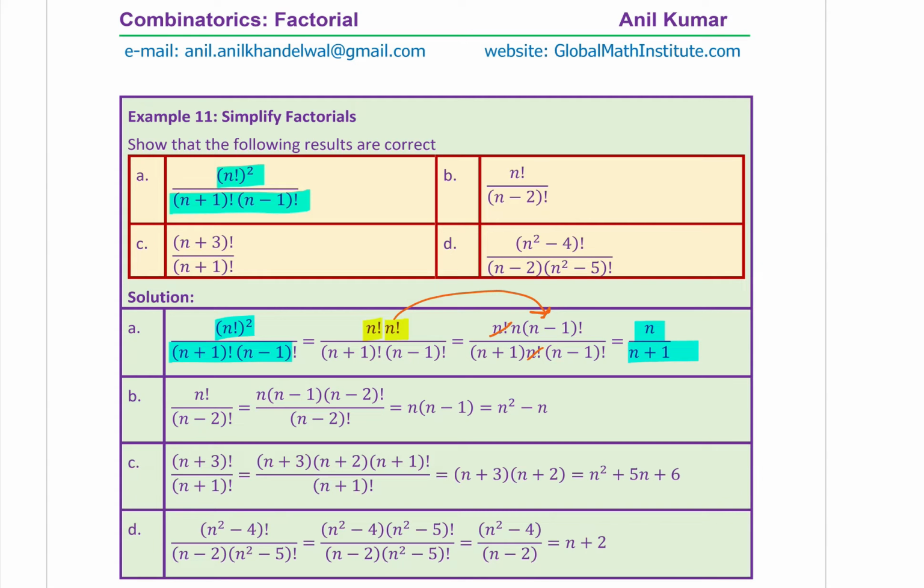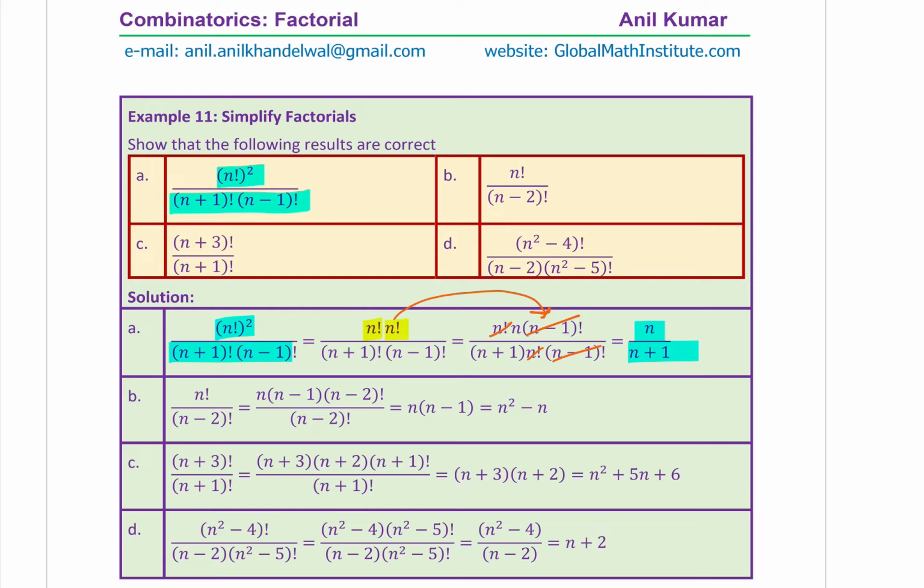What are you left with? You're left with the terms which are not factorial and which look like n over n plus 1. Do you see that? How simple it becomes? That is how you have to do it. That's the beauty of this particular exercise.